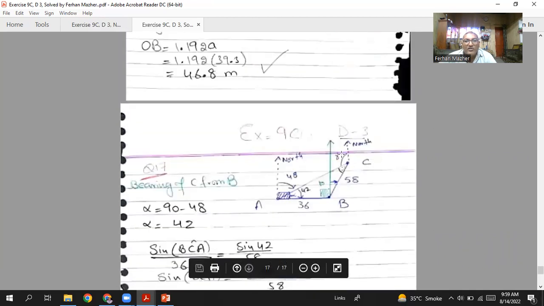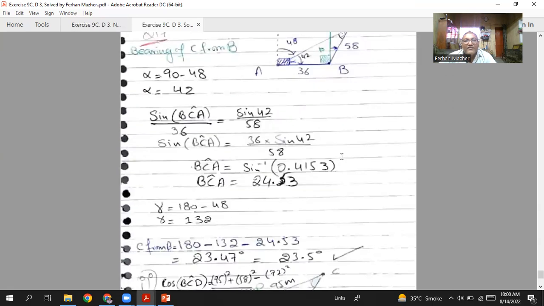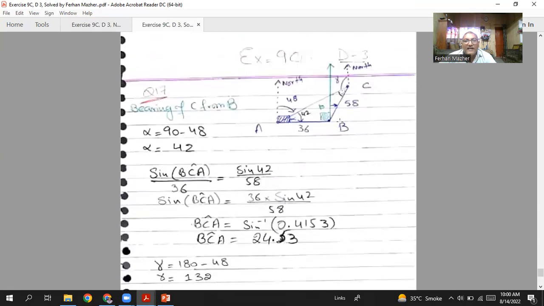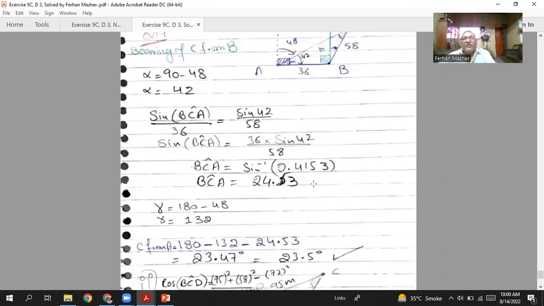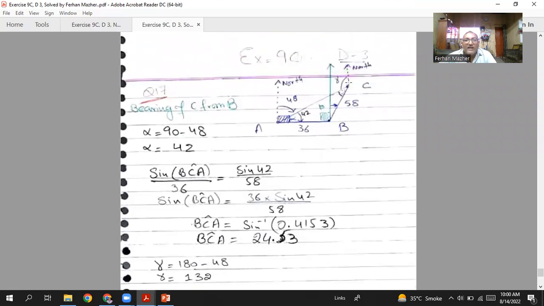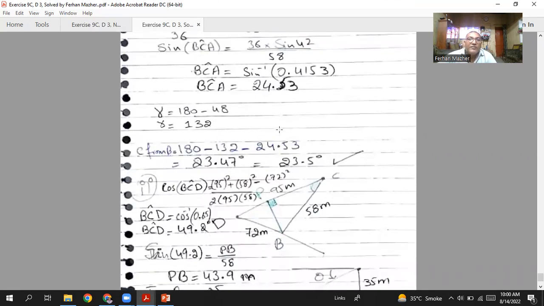So I know this whole angle and this angle, they will be allied angles to each other. So from 180 subtract this whole angle. This angle is 132 and this angle here is 24.53. So I will find this small angle. These two angles, this whole angle and this angle here, are allied to each other. So once you get this angle, that is the bearing of the C from the B. So that will be 23.5 degrees.